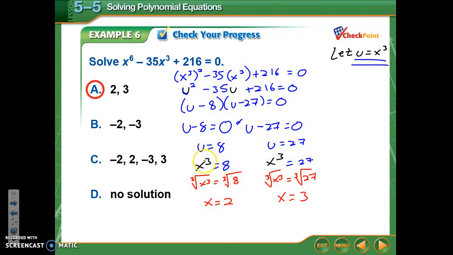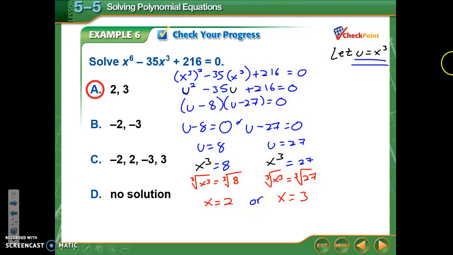So how do I isolate x if x is cubed? Well, I do the inverse operation, which is the cube root. Notice I do not have to do plus or minus with a cube root because I can have cube roots of positive and negative numbers. So only positive 2 cubed is going to give me 8, not negative 2 cubed. Negative 2 cubed would give me negative 8. So with cube roots or any odd index root, I don't have to do plus or minus. So here I just get x equals 2 or x equals 3.